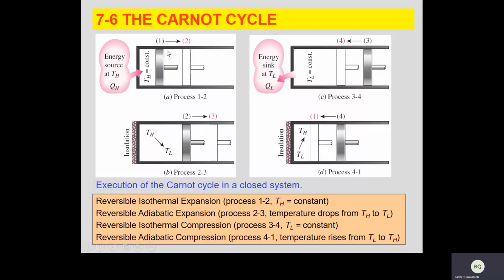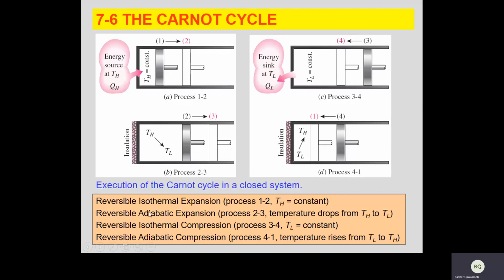Starting from process 1 to 2, that's considered a reversible isothermal expansion. We can see the piston cylinder device, initially with the system at temperature T sub h. Heat is transferred into the system from a thermal energy reservoir, which is also at T sub h, in the amount of Q sub h. So this is a reversible isothermal expansion process. The temperature remains constant through this process.